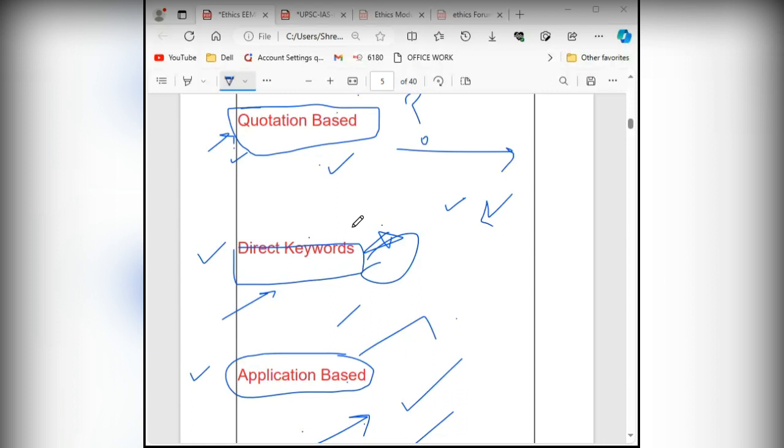So while preparing ethics, just be familiar with your surroundings. You can use real life examples. You can use some of your own life examples. And definitely you can quote some of the personalities in your answers.